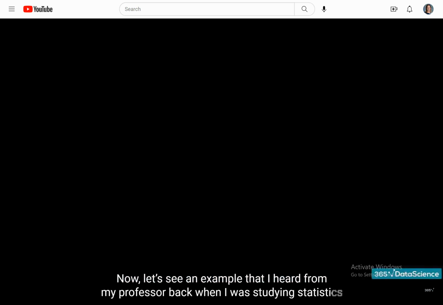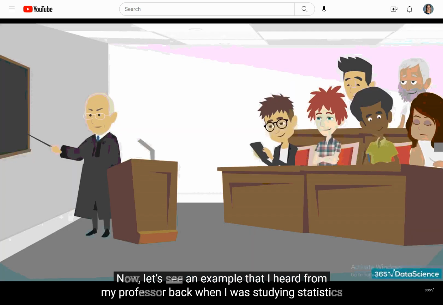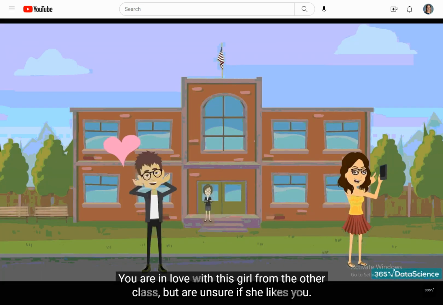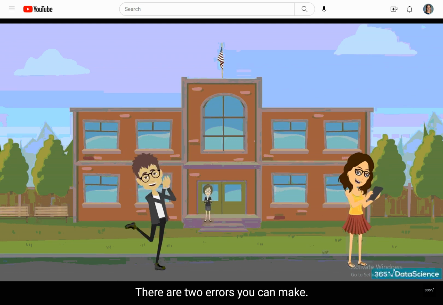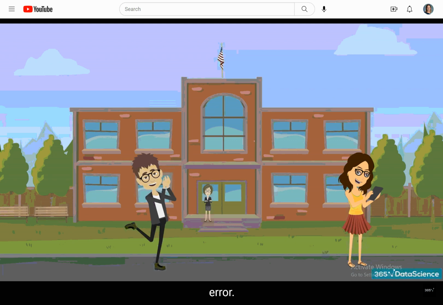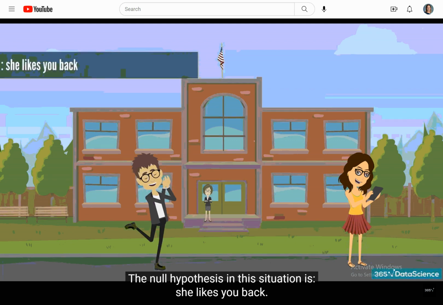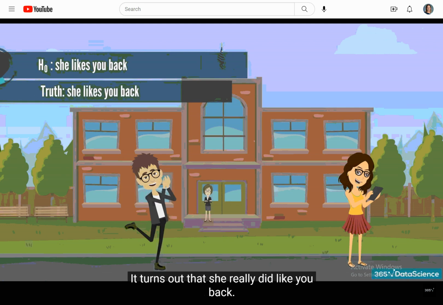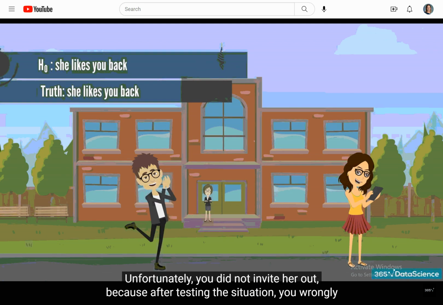Now, let's see an example that I heard from my professor back when I was studying statistics at university. You are in love with this girl from the other class, but are unsure if she likes you. There are two errors you can make. First, if she likes you back and you don't invite her out, you are making the type 1 error. The null hypothesis in this situation is, she likes you back. It turns out that she really did like you back.